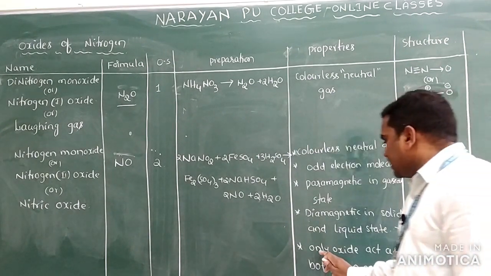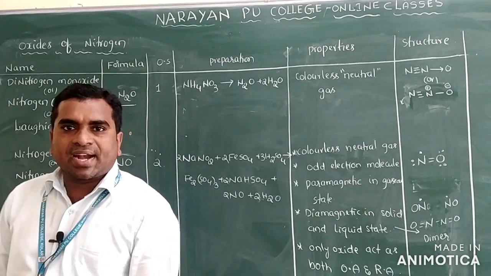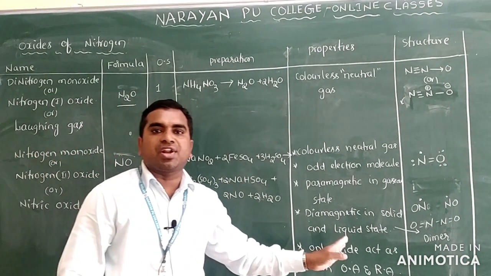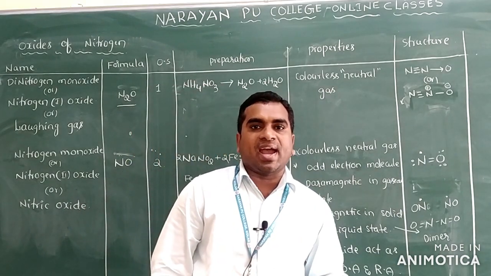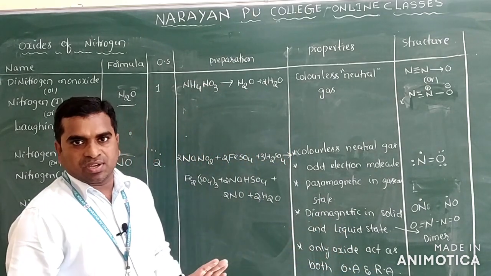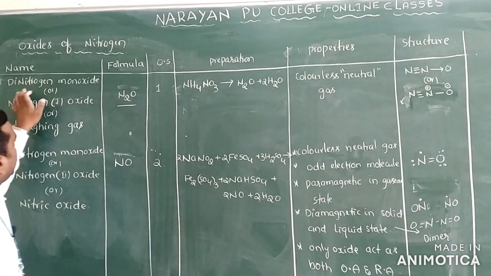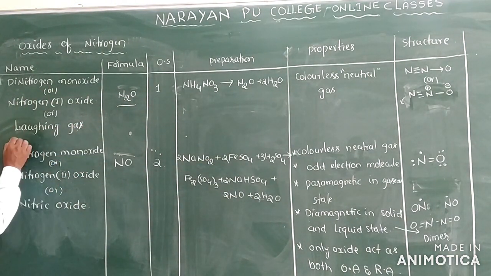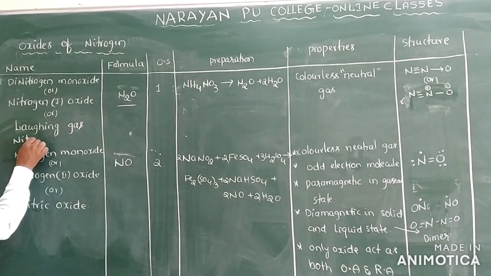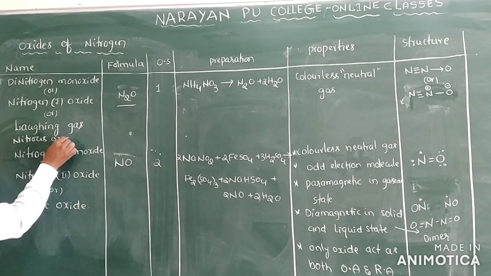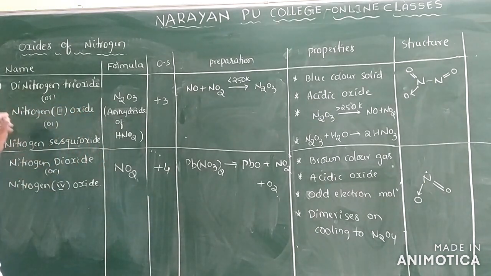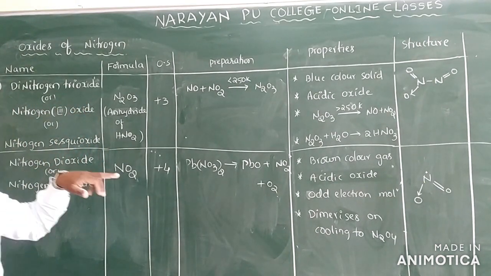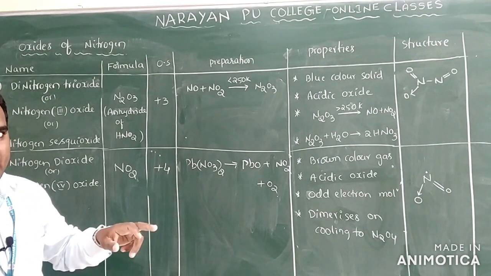This is the only nitrogen oxide which can act as both an oxidizing and a reducing agent. All the remaining nitrogen oxides act only as oxidizing agents. So that is about nitric oxide. We will go for the next one. We have discussed nitrous oxide and nitric oxide, N2O and NO.